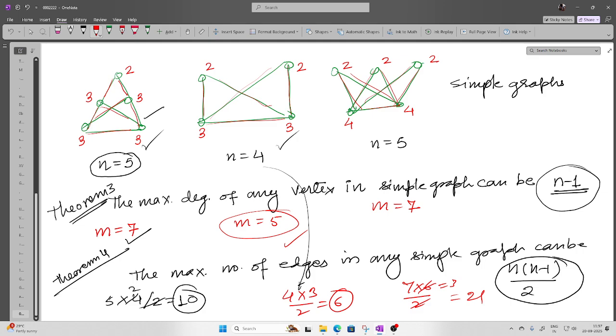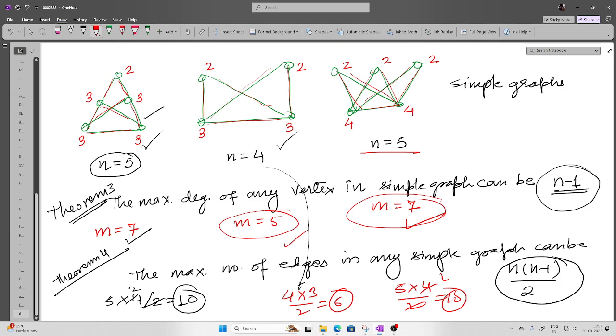Have I written correctly? No, it is wrong. So the number of vertices is 5, not 7. So it is 5 times 4 by 2. So it is 10. And here the maximum number of edges is 10 and the given number of edges is 7. So again, this is a possible case for a simple graph. So in any simple graph, the maximum number of edges can be n times n minus 1 by 2. Okay, so these are two particular theorems.